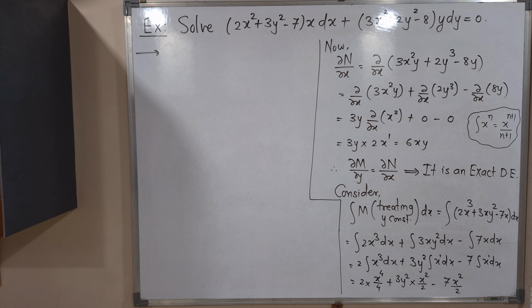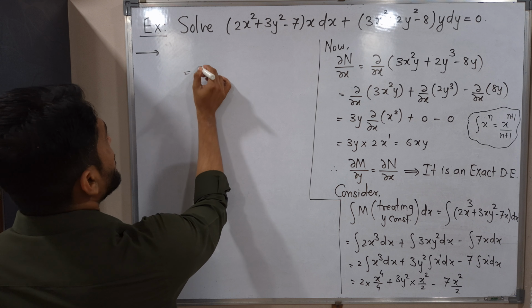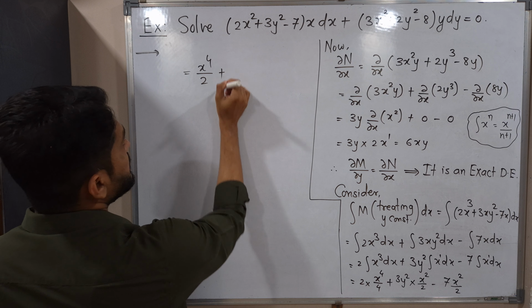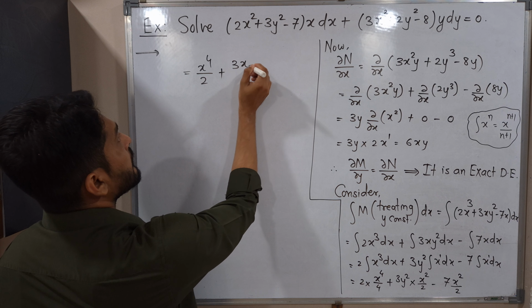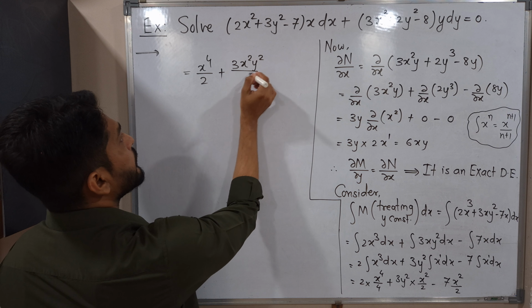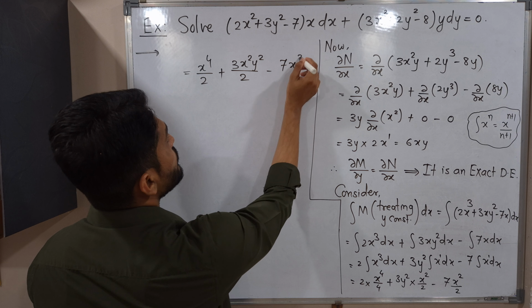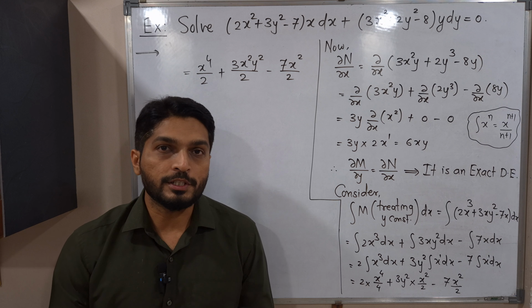So let us simplify it further. This 2 will get cancelled here. You will have x raised to 4 by 2 plus, if you take the product, you will get 3x square y square by 2 minus 7x square by 2. Okay, so this is the value of this integration. So we got the value of the first integral.